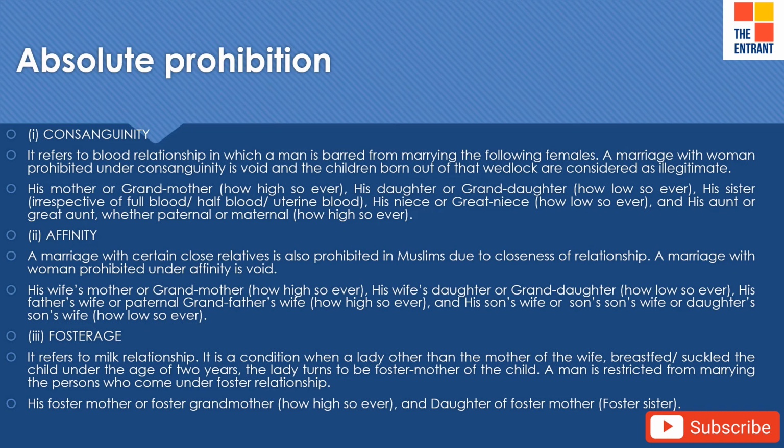The third absolute prohibition is fosterage. It refers to milk relationship. It is a condition when a lady, other than the mother of the wife, breastfed or suckled the child under the age of 2 years. The lady turns to be the foster mother of the child.